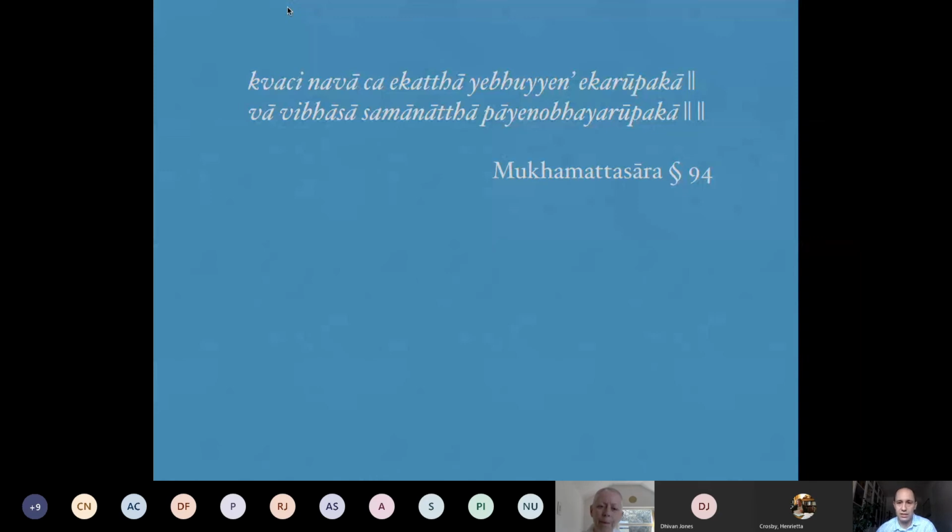This stanza is a summary of this idea. It's found in the Mukamatasara, which was written probably around the 13th century in Pagan, in Myanmar, in Burma, by Gunasagara, and that's a work that I've been editing. You will find this stanza quoted in different places, both in traditional grammars and in modern books. But I don't think anyone has seen where it comes from, because sometimes the traditional grammars quote it without saying where it comes from. It actually comes from the Mukamatasara. And the meaning is this.